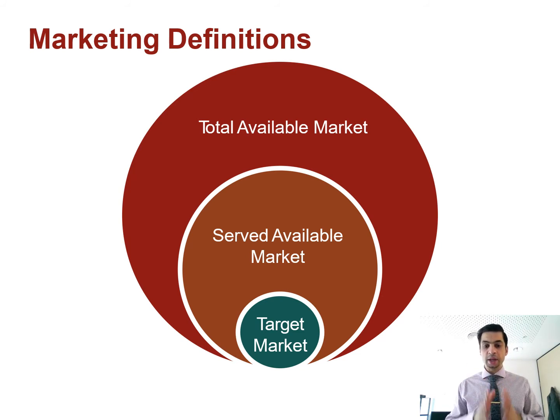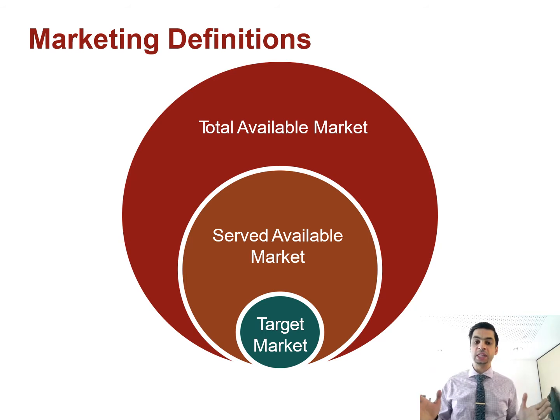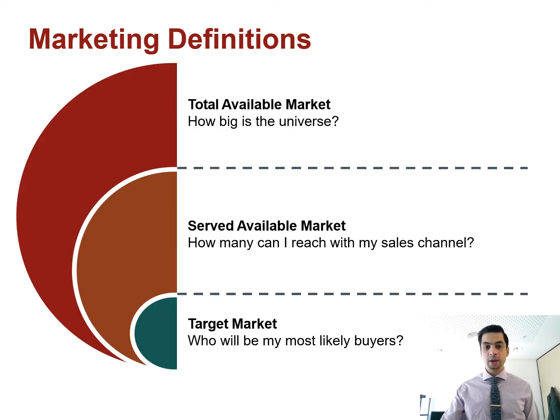Once you've targeted those customers, you will then be able to expand, target the served available market, and then you go to the total available market. So that's again market definition. This slide just re-emphasizes what I've said, so I'm not going to repeat it, but it's there for your information to go through as you go through this video. So total available market, how big is the universe? Served available market, how many can I reach with my sales channel, and who will most likely buy will be your target market.